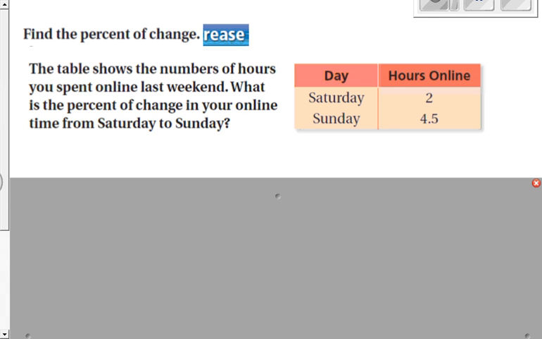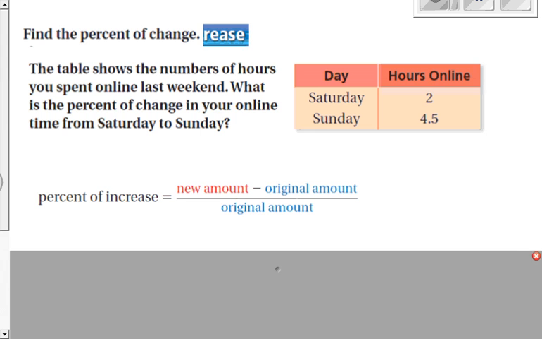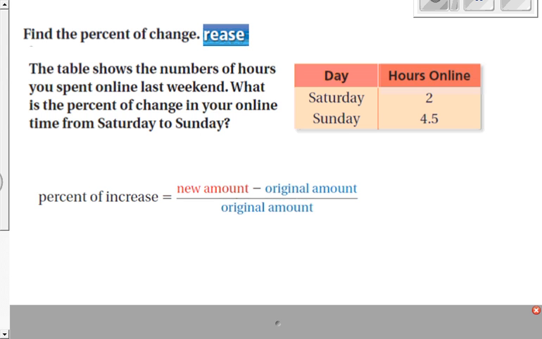So, finding the percent of change. The table shows the number of hours you spent online last weekend. What is the percent of change in your online time from Saturday to Sunday? As you notice, from Saturday to Sunday we have an increase. So we're going to use our formula: new amount minus the original divided by the original. My new amount is Sunday, which is 4.5, minus my original, which was Saturday, which is 2, divided by my original, which is 2.